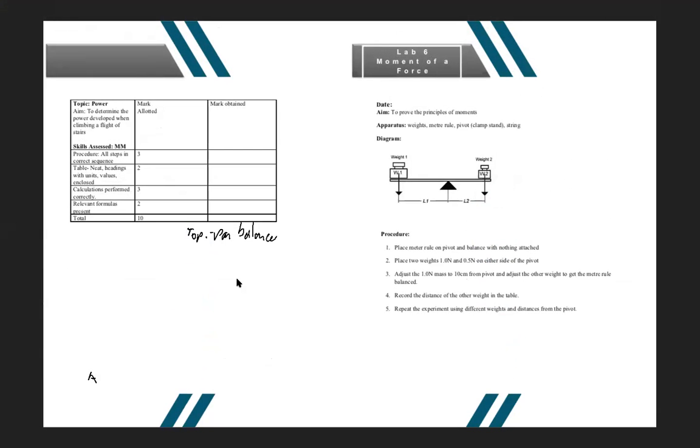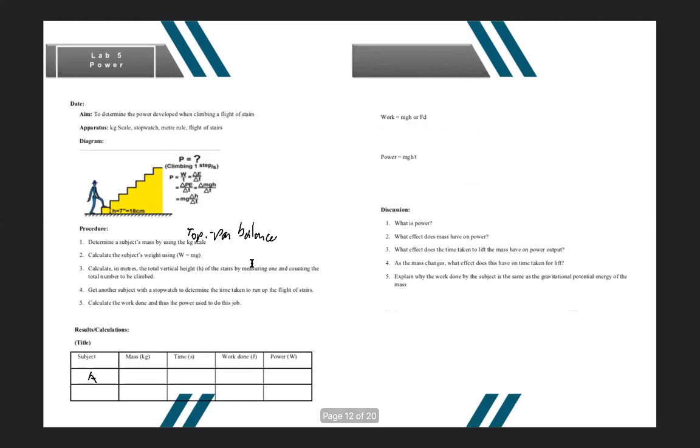This is lab measurements and manipulation, right? So therefore, you're going to have calculations in this particular one. Now, if you have your procedure in sequence and in past tense, not a problem, 3 marks. If you have your table neat with headings and values, not a problem, 2 marks. That's 5 already. If your calculations are performed correctly, you will show one of these calculations.